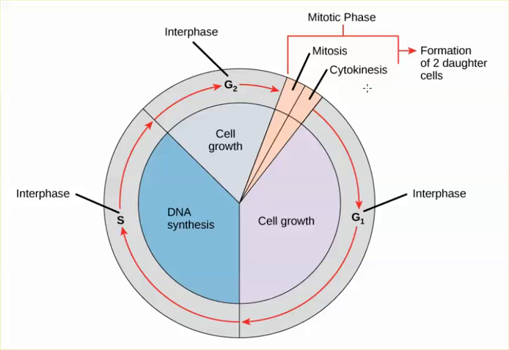Now, uncontrolled cell division is referred to as cancer. And so the cell cycle is tightly regulated. If something goes wrong with those regulating molecules in the cell cycle, then cell division will be uncontrolled, and that again results in cancer.